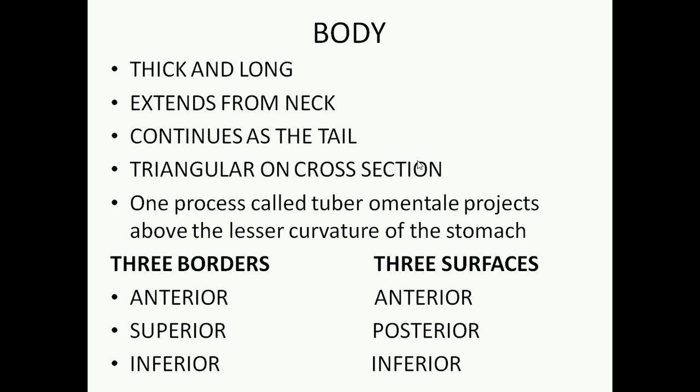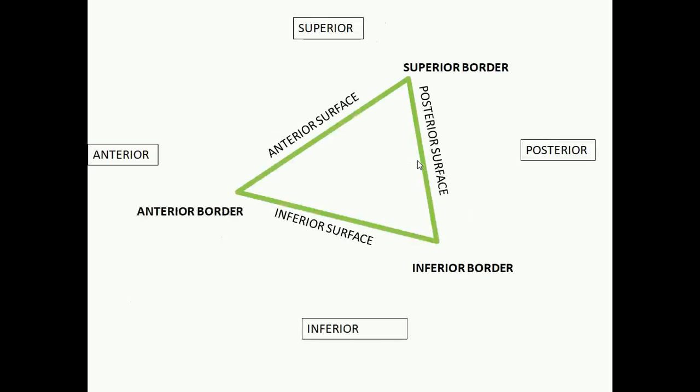It has one superior border. Instead of a superior border, here on the surface you have the posterior surface and inferior surface. So in the borders you get superior and inferior borders along with the anterior. So this is the triangular cross section. If we take a knife and cut the pancreas across transversely, we will be able to see these three surfaces.